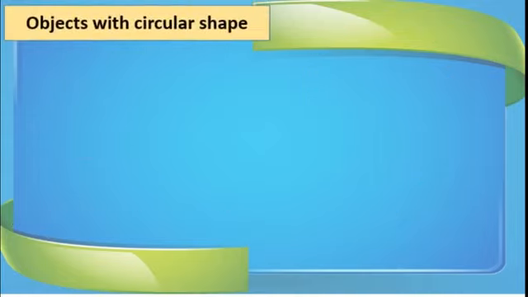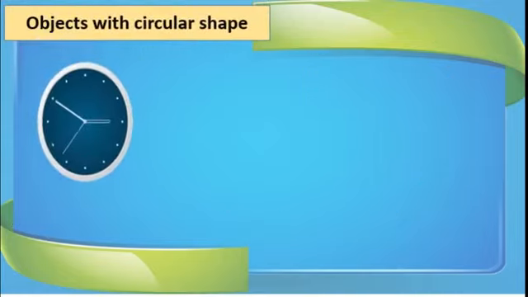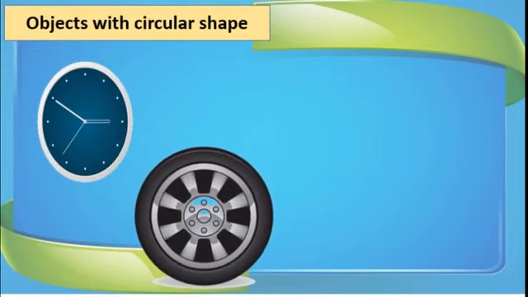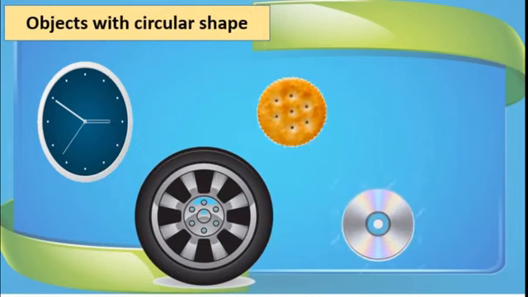The objects with circular shape, we can see a wall clock, a tire, round biscuit, CD drive, bangles, and many more objects we can see in our home and also in our surroundings with this circular shape.